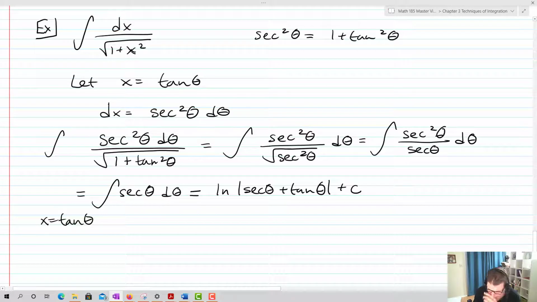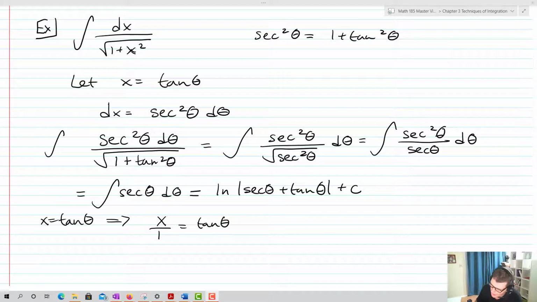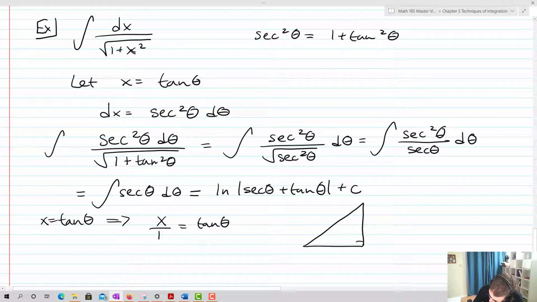All right. Now, what I'm going to do then is rewrite this. So x over 1 is going to equal tan theta. So what we'll do is we'll actually draw a triangle. Here's my triangle. Okay. So I've got theta, the opposite side is going to be x, the adjacent is going to be 1, and so my hypotenuse is going to end up being the square root of 1 plus x squared. Okay?